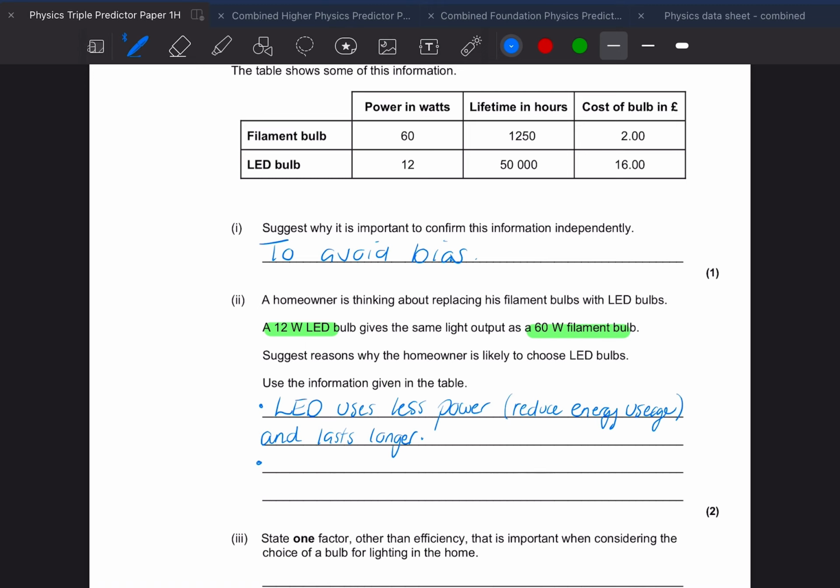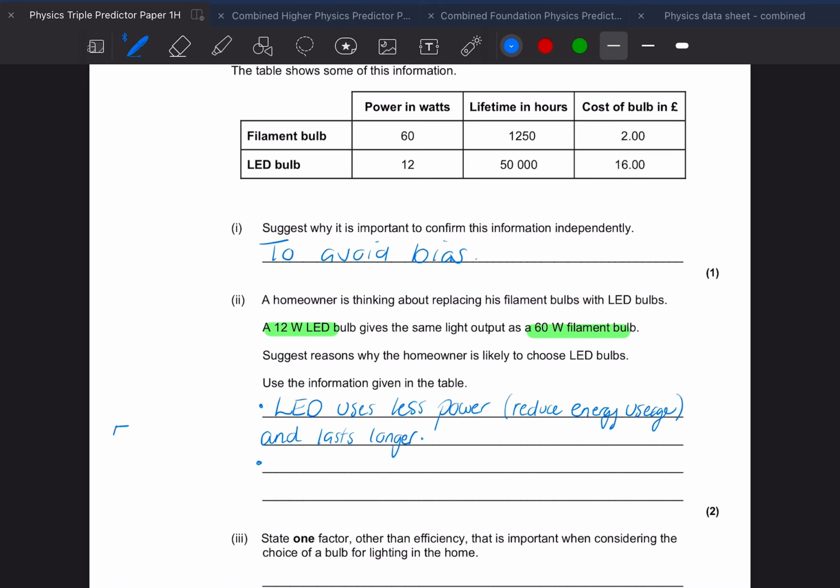Right, the second mark's the trickier one. We've got the cost of the bulb, and on the face of it, it looks like the LED bulb costs £16 for one bulb, whereas a filament bulb only costs £2. So it looks as though we'd be better off buying filament bulbs. However, because that lifetime is 50,000 hours as opposed to the 1,250 hours for the filament bulb, I would be interested in looking at how much it actually costs in comparison. So let's figure out how many filament bulbs we would need to get the same amount of hours as one LED bulb.